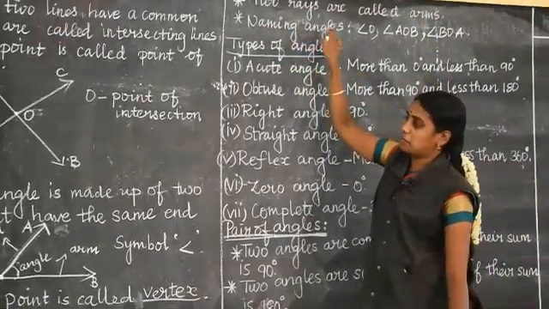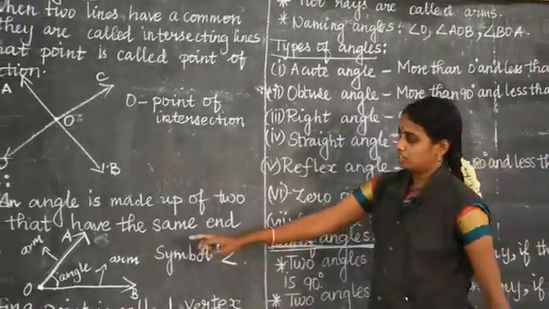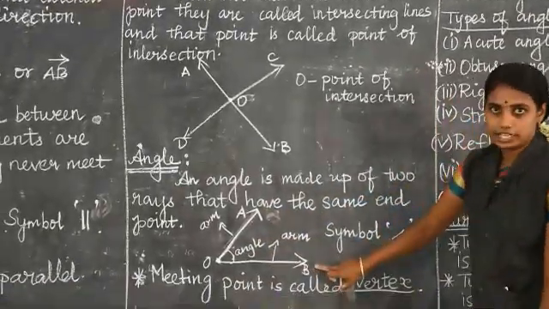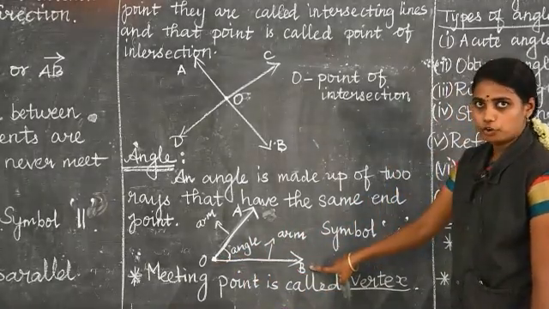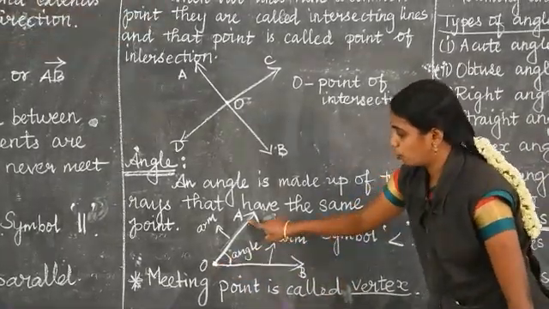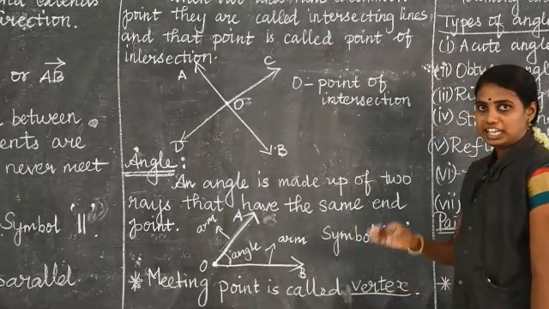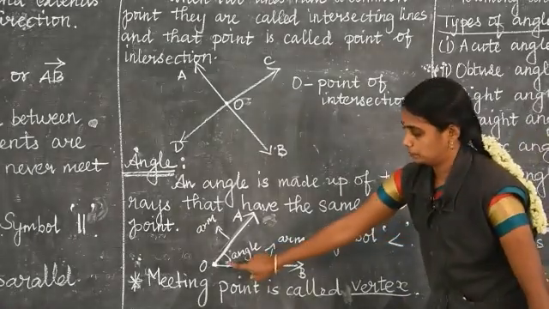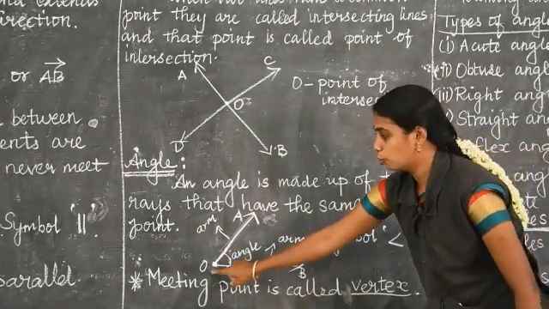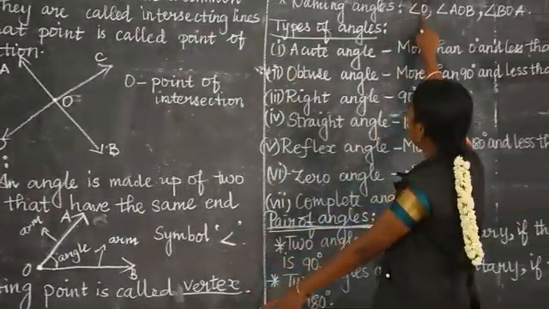Next, naming angles. How to name the angle? For example, we have three letters here: A, O, B. This is one ray OA, and here one ray OB. The angle can be named in three ways. The first way is by the letter where the angle is formed. Here, what is the letter? O. Using the angle symbol, we write angle O.